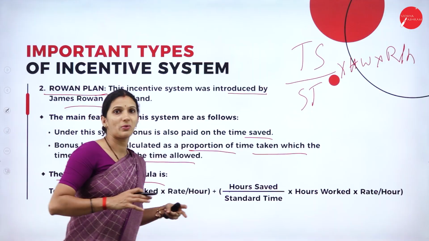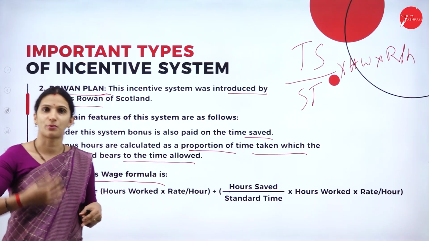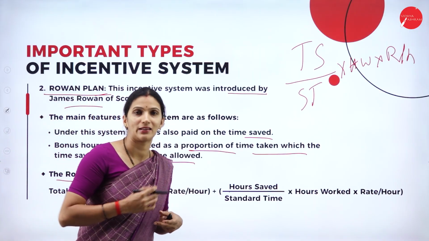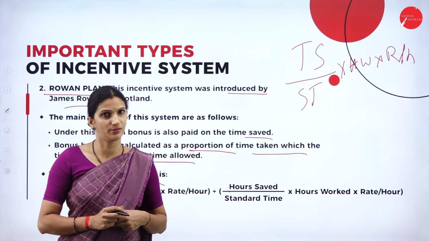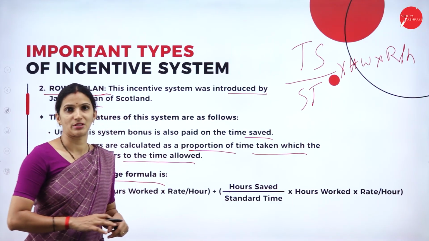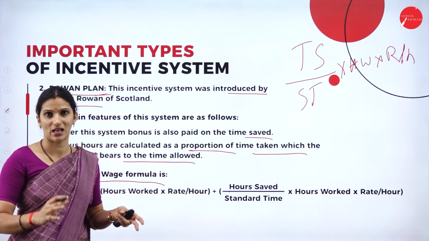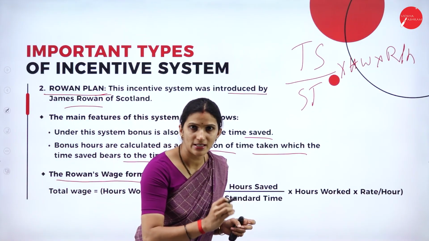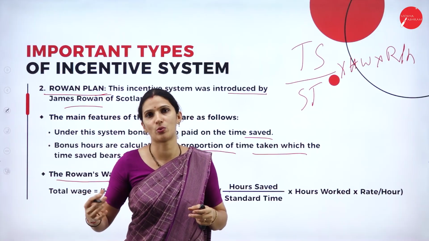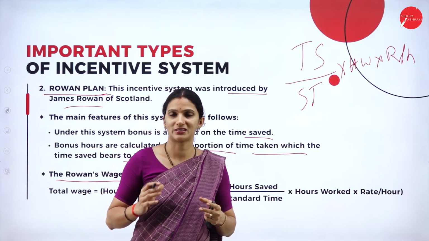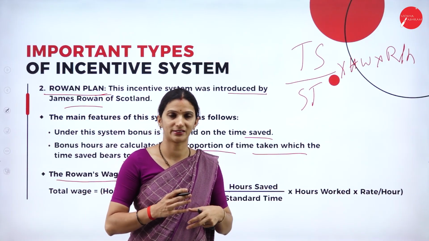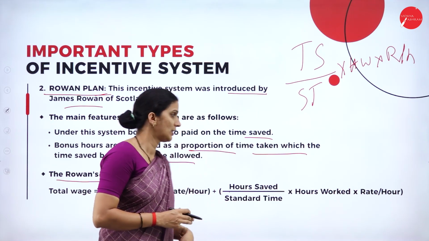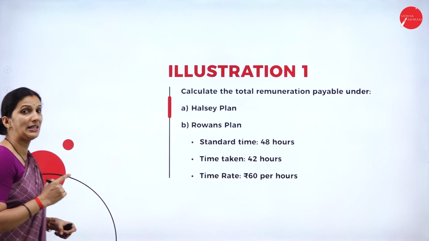So these are the two plans where we have to solve problems, that is, where we have to calculate the total wage of the workers. In the examinations, one question they will ask is to calculate the total wage under Halsey's plan as well as under Rowan's plan. So you can expect both methods for 10 marks, or either 10 or 5 marks. Now we will move on to one illustration.